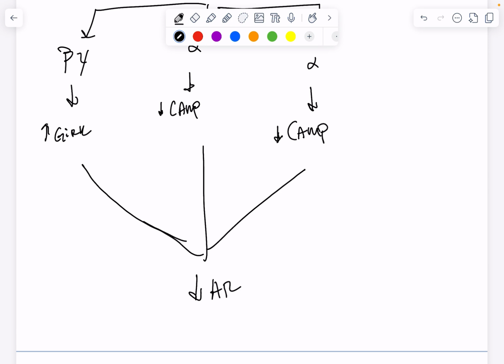Where's that stupid thing with calcium? There it is. Okay.